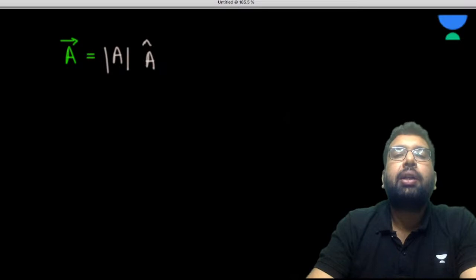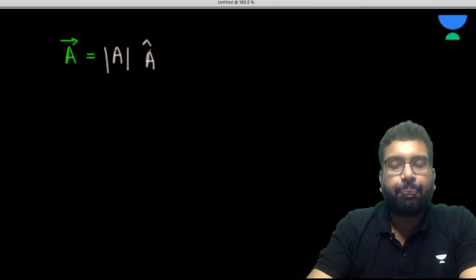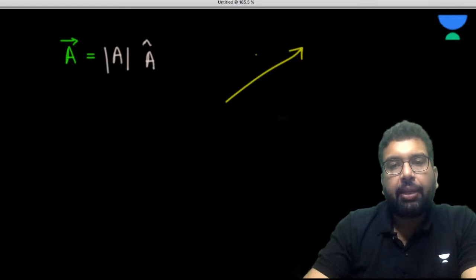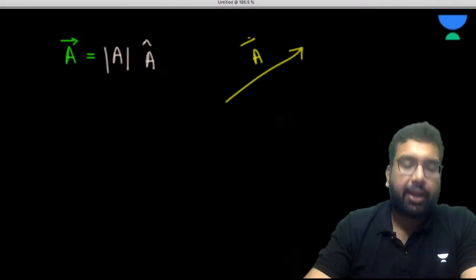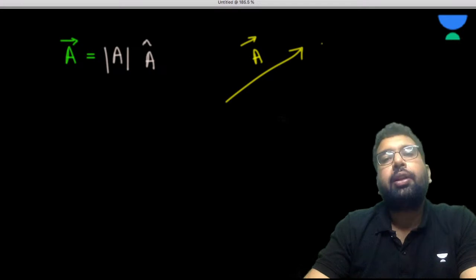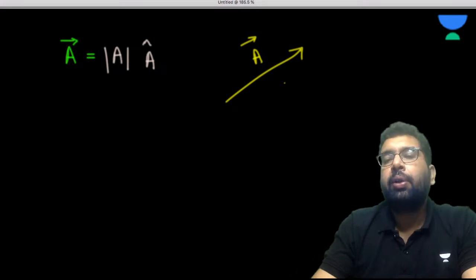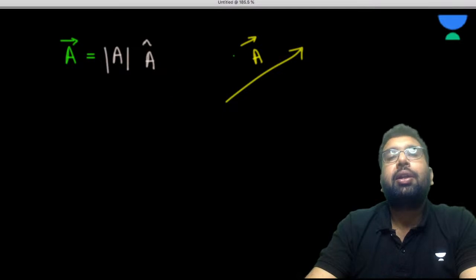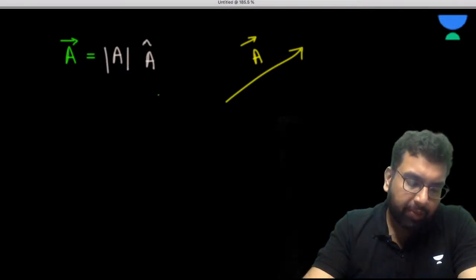So it is represented as a cap. Okay. So if there is a vector A, please understand this. If there is a vector A, it will have some magnitude. But if you want to represent the direction of A, what can you use? You can use the unit vector in the direction of A. That is A cap. So what is the relevance of this unit vector?